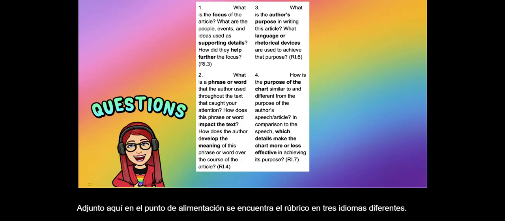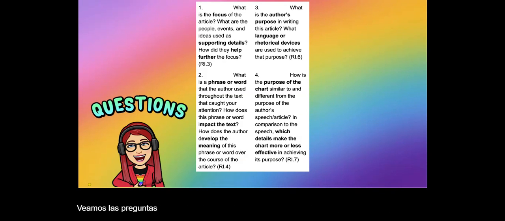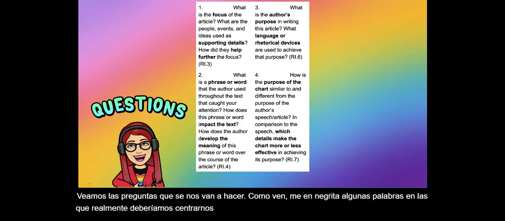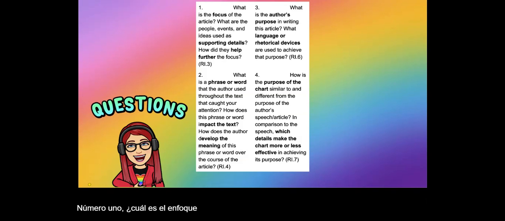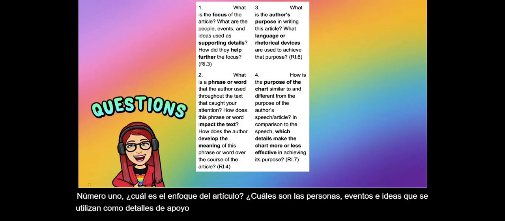Let's look at the questions that are going to be asked of us. As you see, I have bolded some words that we should really focus on for all 4 questions. Let's read them together. Number 1. What is the focus of the article? What are the people, events, and ideas used as supporting details? How did they help further the focus?